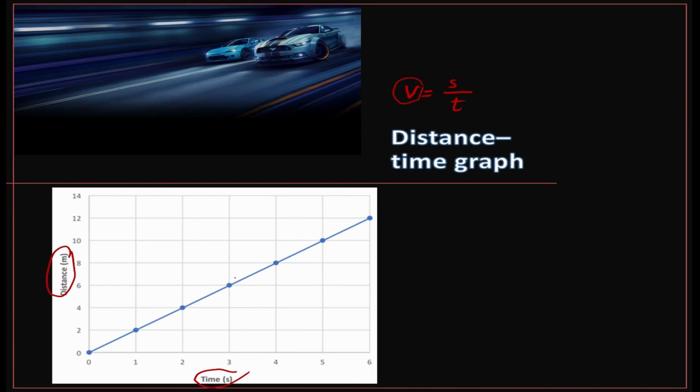But how can we divide it in the graph? Distance is on the y-axis, as you remember. Time is on the x-axis. To get the speed here, we have to divide distance by time. Distance is y, time is x. This means we are dividing y by x. This means we are getting the gradient.